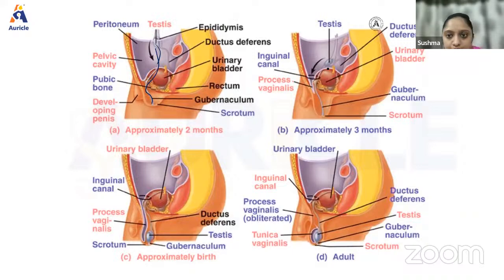See this, guys. As the testis passes through the anterior abdominal wall, it is also entering the inguinal canal and bringing all the structures of the anterior abdominal wall along with it. Look at this bluish color descending down through the inguinal canal and covering the testis. But in the adult testis, the communication between the tunica vaginalis and the abdominal cavity is gone.